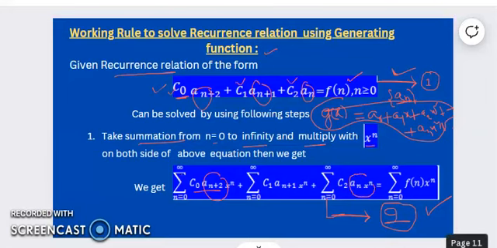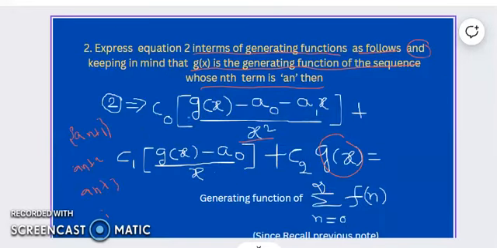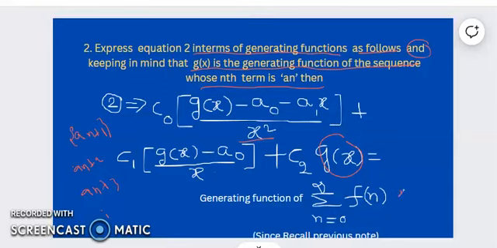So equation 2 can be written like this: C0 (g(x) minus a0 minus a1 x) by x squared plus C1 (g(x) minus a0) by x plus C2 g(x) equals the generating function of f(n). We don't know the generating function of this f(n), that's why we write it like this: summation n equals 0 to infinity f(n) x power n.